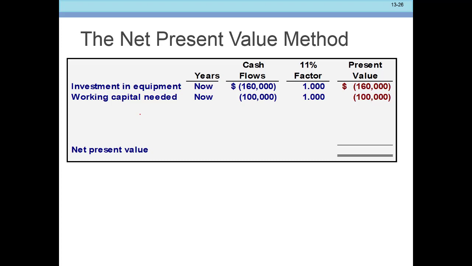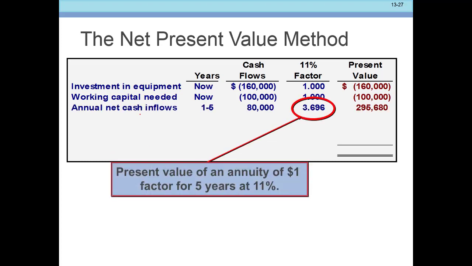The tie-up of the working capital that happens today is what? The present value of $100,000. The amount that you're paying today is that amount, right? So we don't have to do any real calculations there. Now, we take that $80,000 net cash inflow, and because that's going to come out over the next 5 years, we need to get a present value of that.